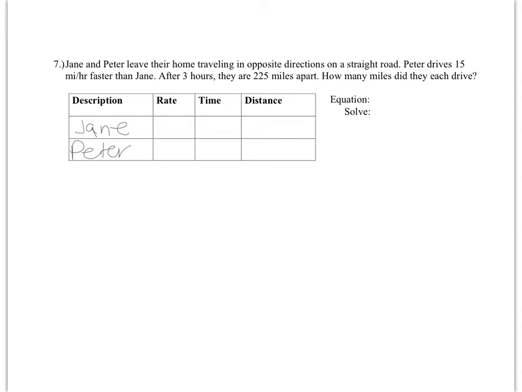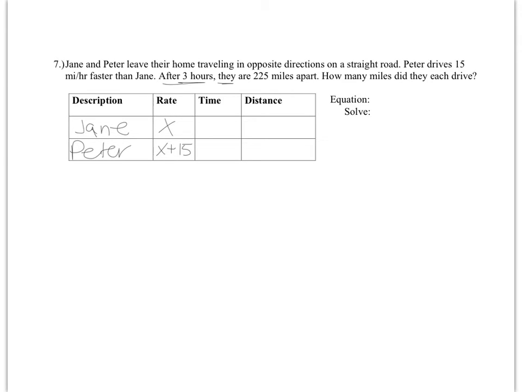Okay, so now it says Peter drives 15 miles per hour faster than Jane. So we don't actually know their rates, but we know Peter is faster than Jane. So let's say that Jane is x, and let's say that Peter is x plus 15. If you wanted to call Peter x and Jane x minus 15, that would be fine. Then it says after 3 hours, they are 225 miles apart.